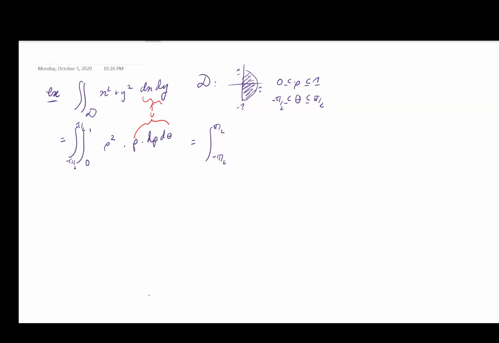That's going to be negative pi over 2 to plus pi over 2. So I've got rho cubed. So that's going to be 1 over 4 of rho to the 4 between 0 and 1, and d theta. So that's going to be 1 over 4 times the integral between negative pi over 2 and plus pi over 2 of the one function d theta. So that's just the size of that interval, that's pi. So the result is pi over 4. Okay, that's a very simple and very direct application.